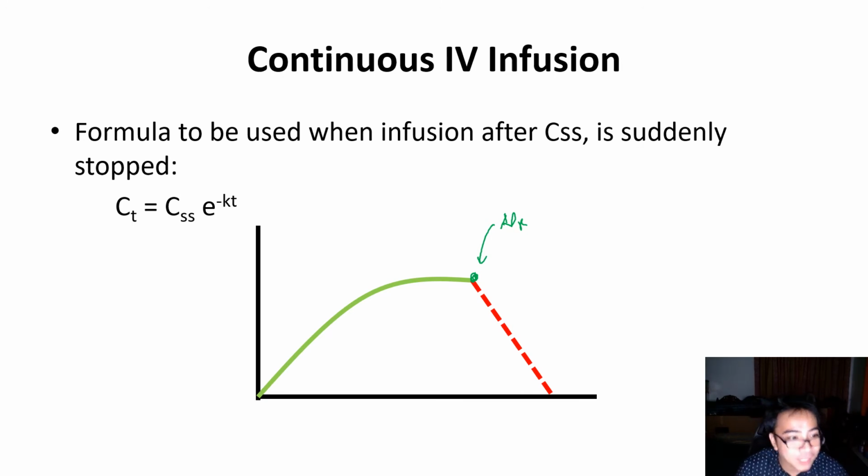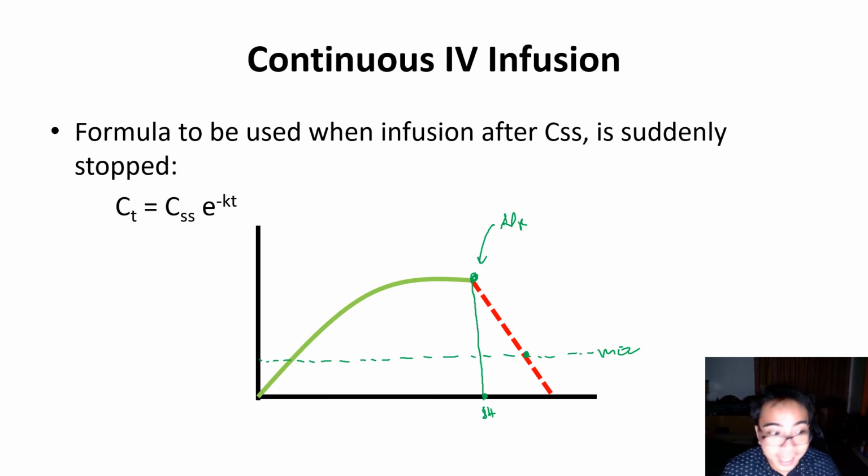So, therefore, class, the next question is, for example, this is the MEC. What the doctor will ask you is, okay, Mr. Pharmacist, we clamped at what time? Say, on the 8th hour. So, Mr. Pharmacist, we clamped on the 8th hour. When do I expect the effect of the drug to disappear? Obviously, class, for the effect of the drug to disappear, it needs to go below the MEC. And I can compute for this.